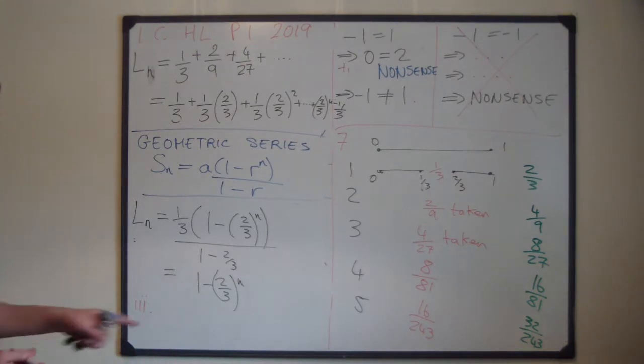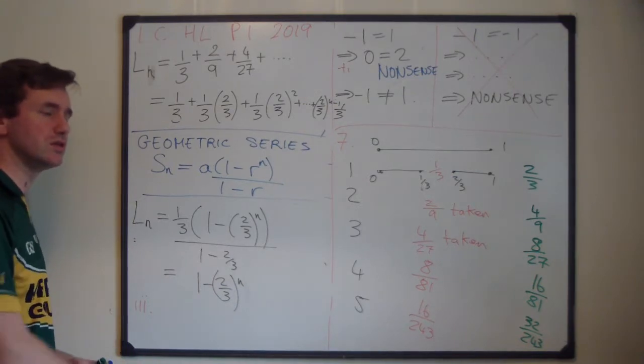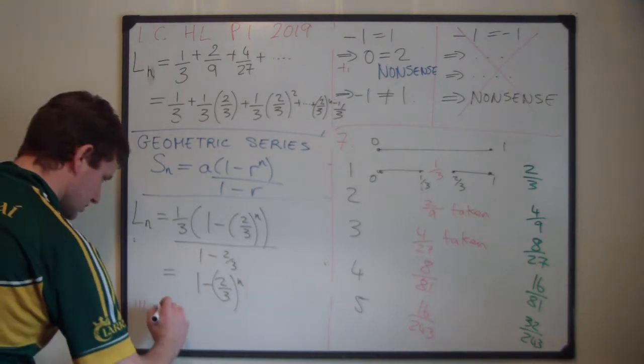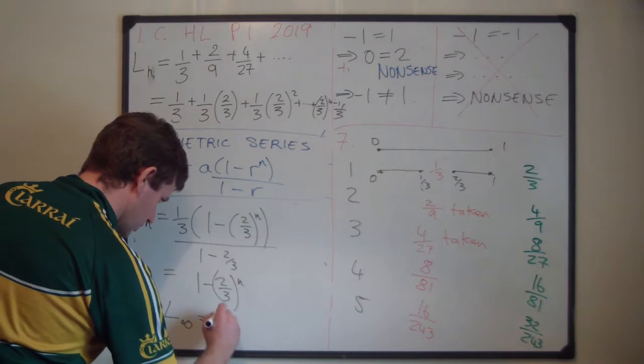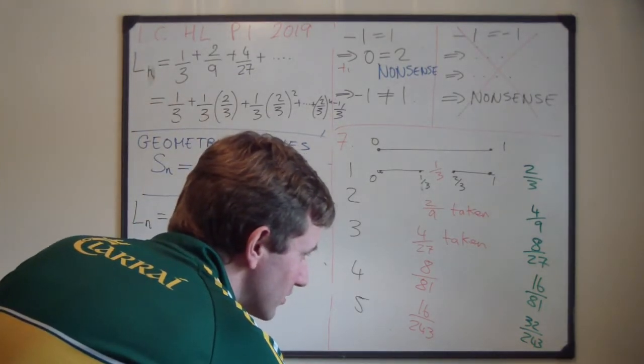Well, if you keep multiplying 2/3 by 2/3 by 2/3 by 2/3, you're multiplying by smaller and smaller numbers. This bit goes to 0. If you go into your calculator and do 2/3 to the power of 100, you're going to get a very, very small number. This goes to 0. So I'm just going to write down the answer. L infinity is equal to 1. Now there's a really weird thing that I think is going to hurt your brain here, but let's go.